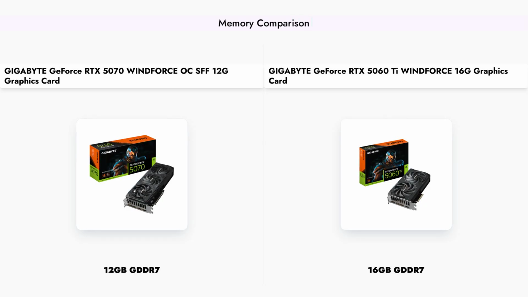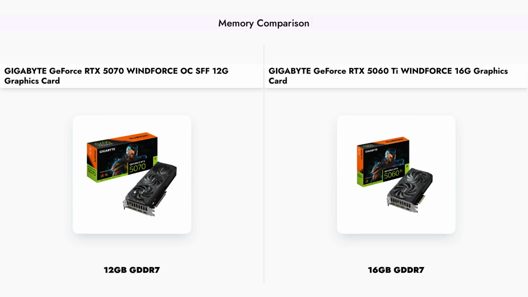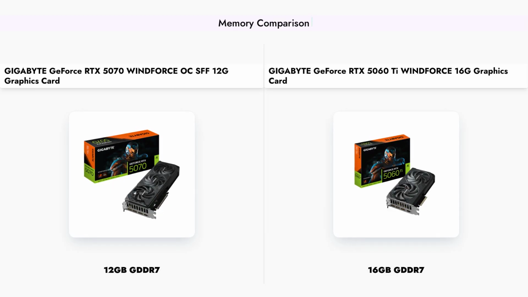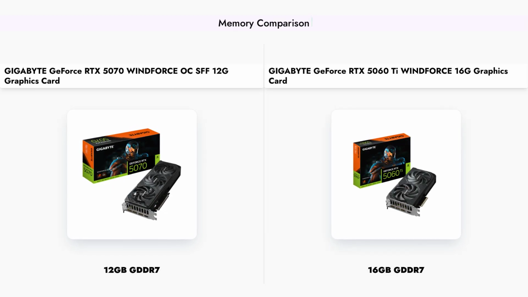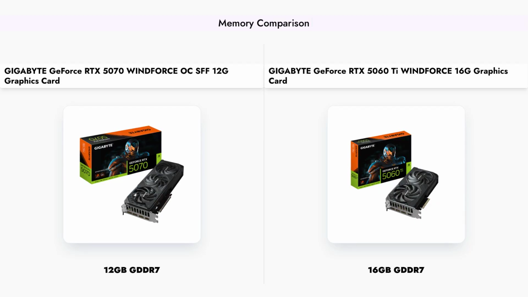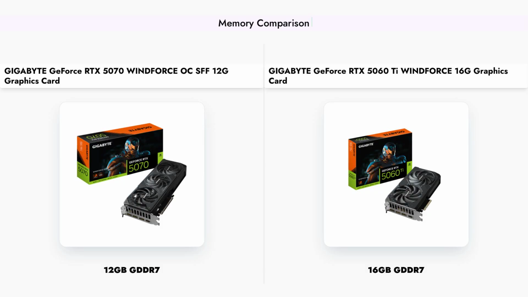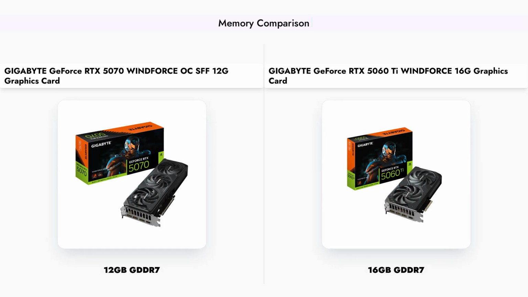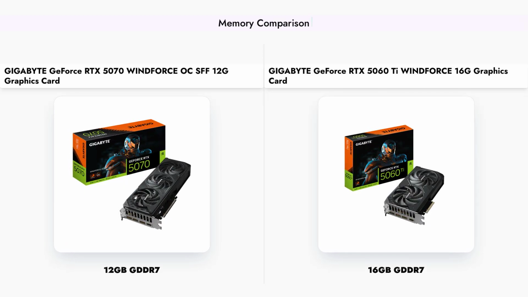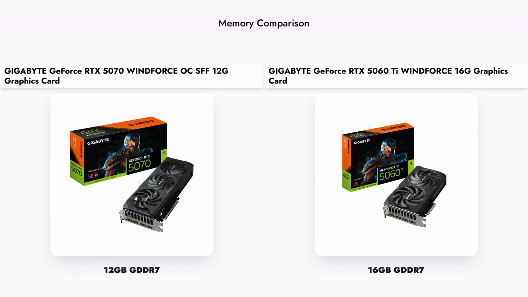When it comes to memory capacity, the GIGABYTE GeForce RTX 5070 features 12 GB of GDDR7 memory, while the RTX 5060 Ti comes with a larger 16 GB of GDDR7 memory. This difference can impact performance in memory-intensive applications, especially in gaming and professional workloads. The RTX 5060 Ti's larger memory capacity may provide better performance in scenarios where more VRAM is beneficial, such as high-resolution gaming or rendering tasks.